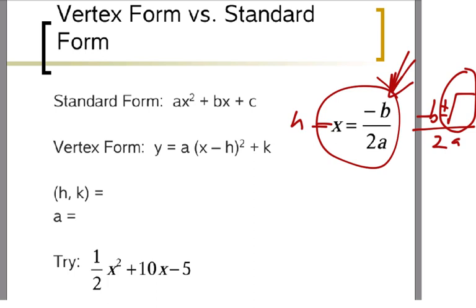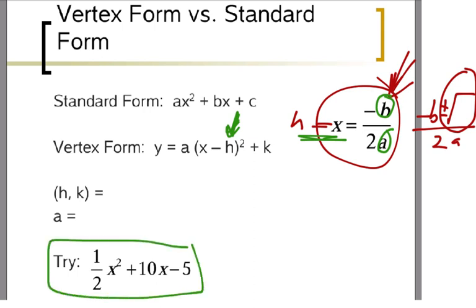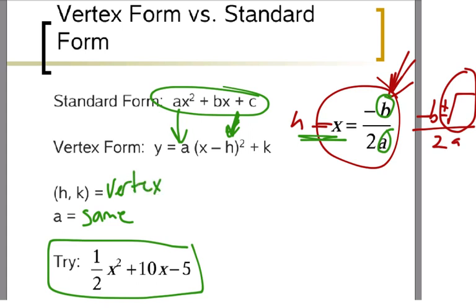And what it does is, if we use the b and the a, plug it in, we'll get the h right here. And that is the x value of the vertex, so if we want the y value, we just plug that back in. So we're going to work through this process and try it with this problem down here. Now the nice thing is that the a, by the way, is the same for both equations. So it's the same for standard form. This a is the same as that a. And hk, of course, is still our vertex like it was in the last lesson.